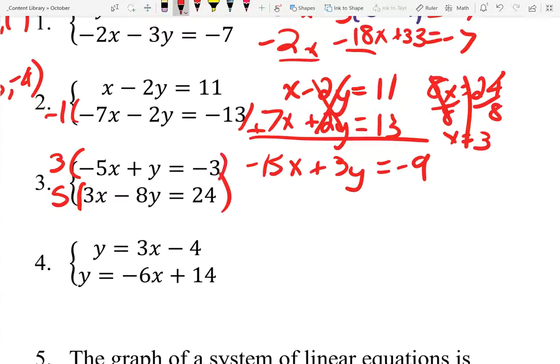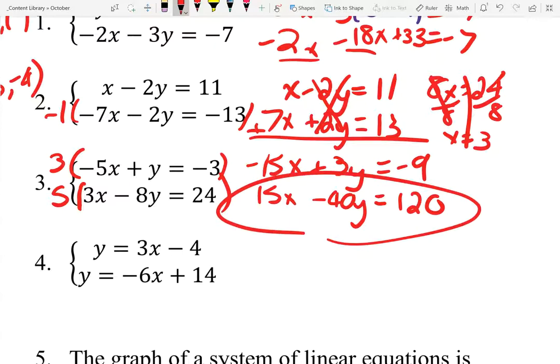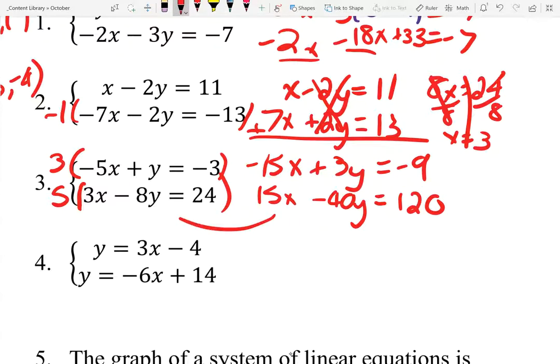Now the second equation, we're multiplying everything by 5. So 5 times 3x is going to make 15x. 5 times negative 8y will make negative 40y. And 5 times 24 makes 120. Now, it looks different, but that equation is, again, exactly the same as this equation, just everything was multiplied by 5. The reason I've done that is so now, look, if I add the equations together, guess what?